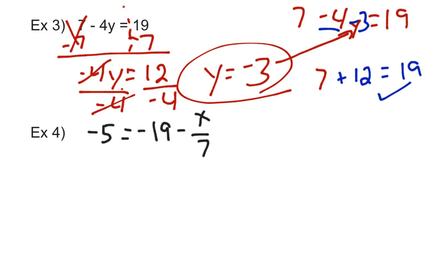Okay, we're back. Things we have to get rid of: I have to get rid of the negative 19, I have to get rid of the divided by 7, and I'm also going to have to deal with that negative sign in there at some point. Since the divided by 7 is with the x, that's going to go last.